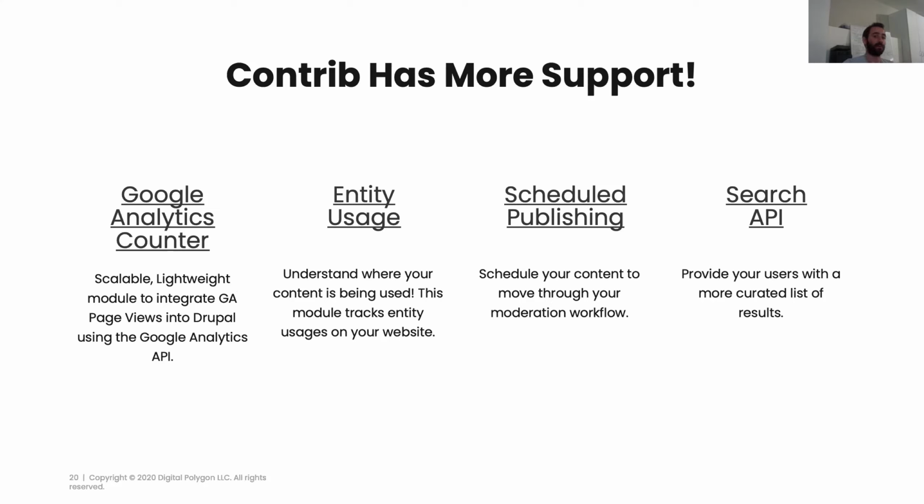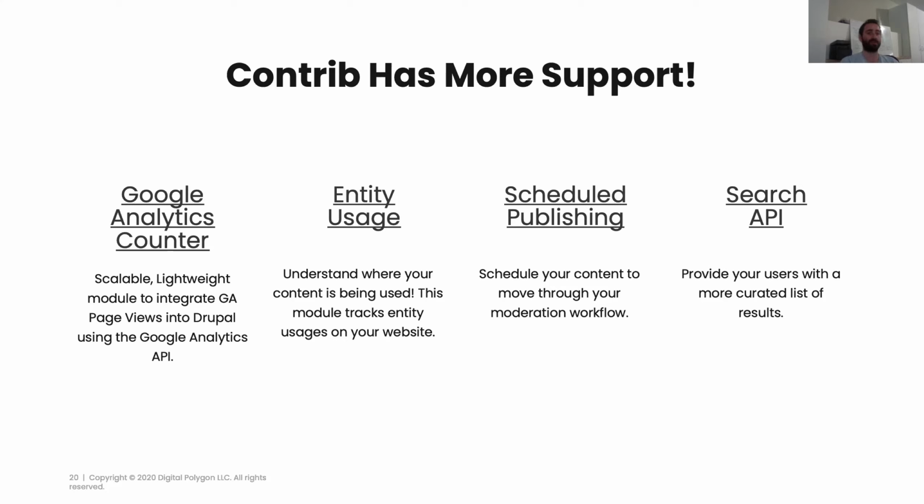Now there is a lot more in Contrib that you can use to create this kind of iterative process. Probably the top one is the Google Analytics Counter module. This module is awesome. It lets you pull in Google Analytics for a certain time period and attach it to all your content. It does a join based on the URL of the content, and you can then build all sorts of views around it. And we'll talk a little more about that.